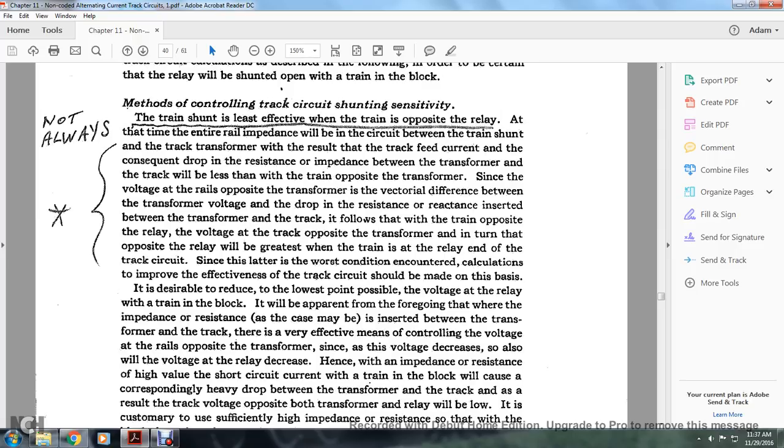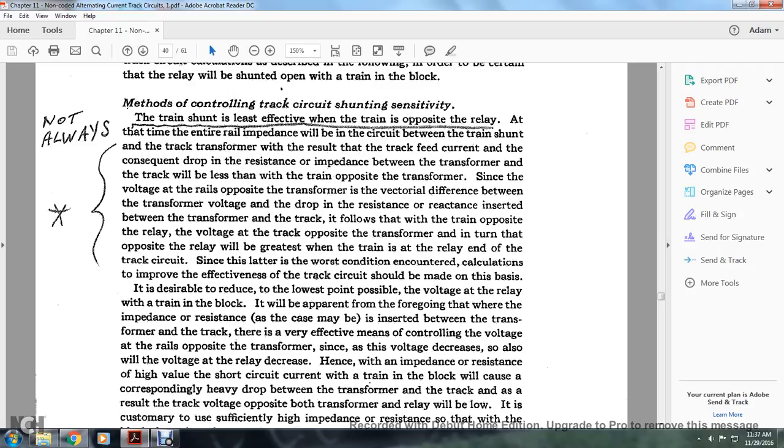Method of controlling track circuit shunting is sensitive. The track shunt is less effective when the train is opposite the relay. The train of the entire railway impedance will be circuited between the train shunt and the track transformer, resulting in the track feed for the current, but the current will drop with the resistance and impedance between the transformer and the track, and will be less than with the train opposite the transformer.